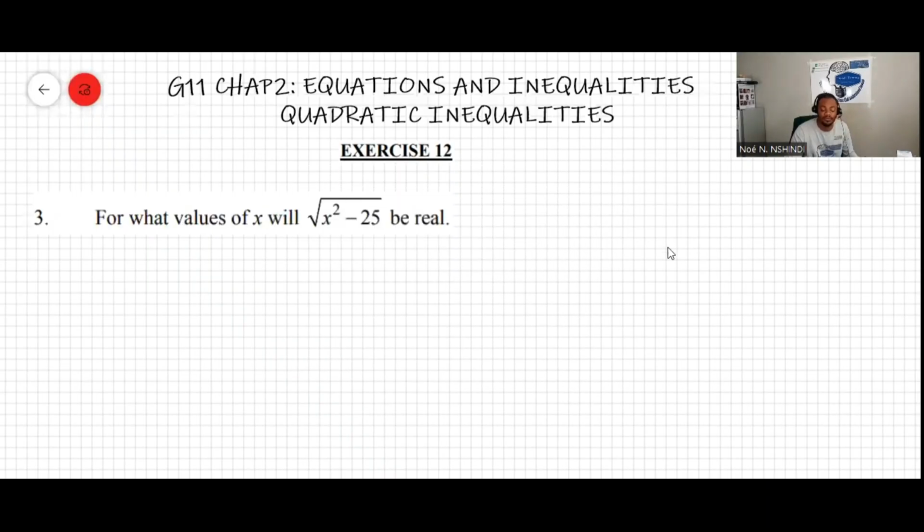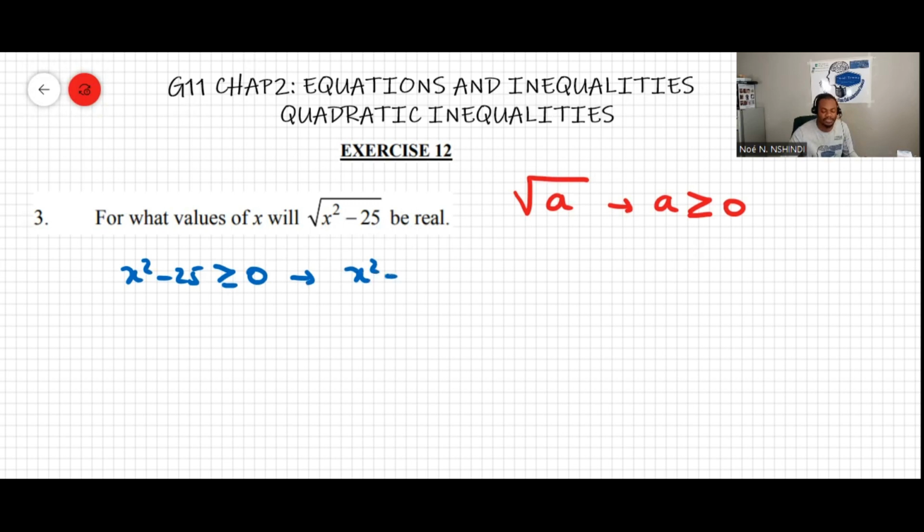The question says, for what values of x will this expression be real? This expression will be real if the condition is that the square root of any number a is real if a is greater than or equal to 0. So that's the condition. It means x squared minus 25 must be greater than or equal to 0, which means x squared minus 5 squared is greater than or equal to 0. And then we can apply the difference of two squares here, which is greater than or equal to 0.